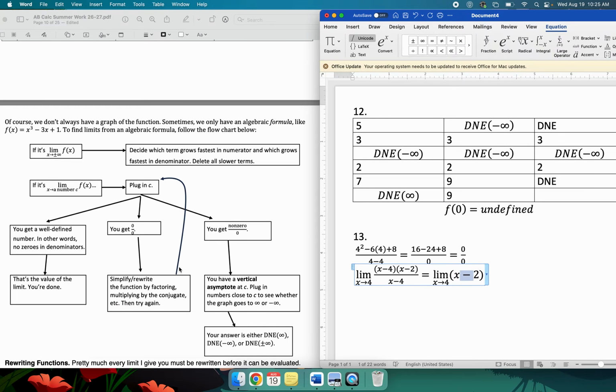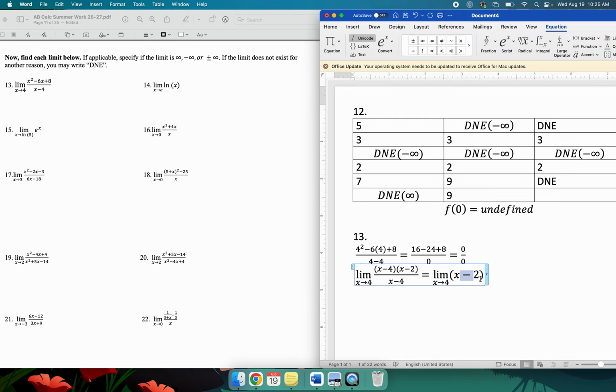Now that I've simplified the function, I go back to here, I plug in c again. I just try plugging the number in again. Hopefully this time I get an actual number. If I plug in 4 now, I get 4 minus 2, which is 2. That's an actual number, so that's the value of the limit.